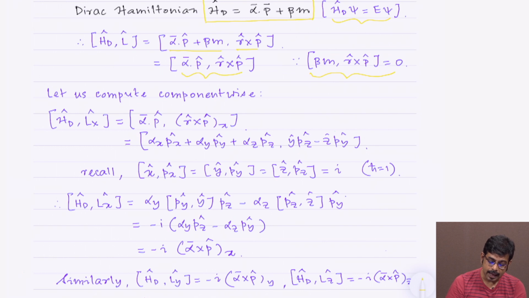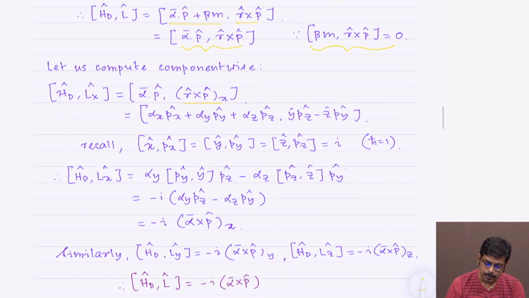Let us first take the x component of the angular momentum, L_x, which is the x component of r cross p, and that will be y p_z minus z p_y, and these are all operators. On the other hand, alpha dot p is alpha_x p_x plus alpha_y p_y plus alpha_z p_z.